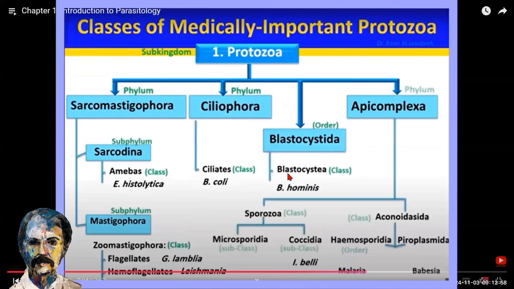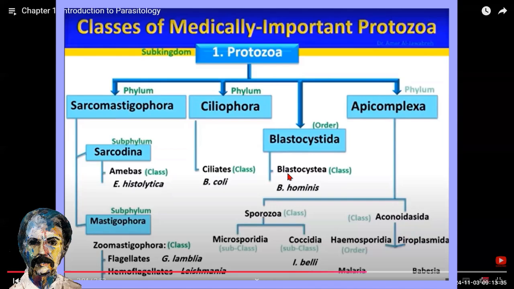So what's this? This is the classification of medically important protozoa, which we are going to talk about during the course. This is taxonomy. What is taxonomy? Taxonomy is based on many things, maybe morphology, sometimes DNA, 16S ribosomal RNA. This taxonomy is done not by me, but by taxonomists. There are people who are specialized in this.